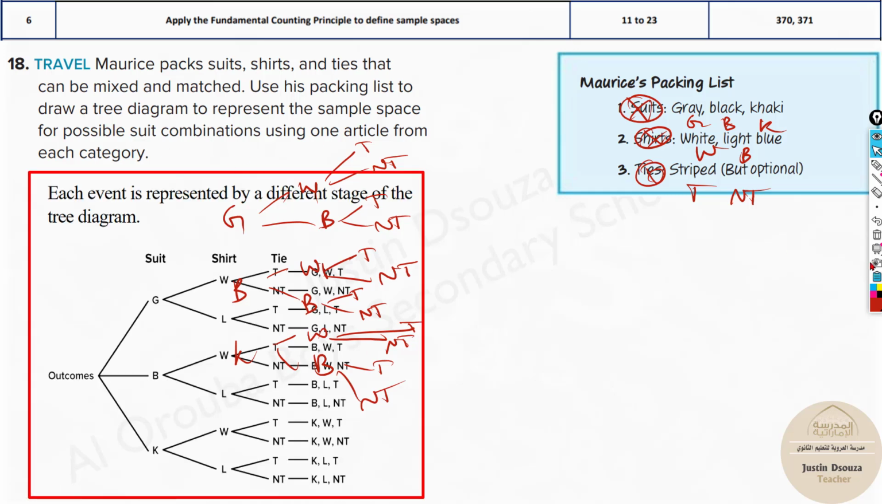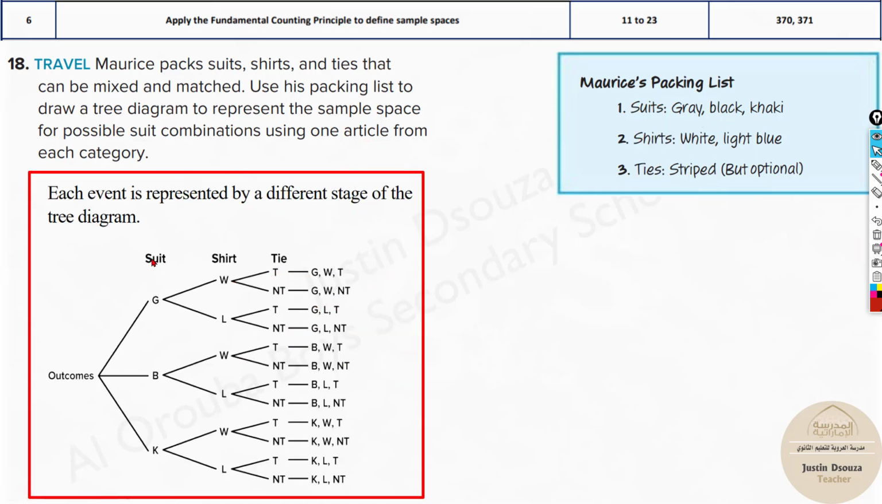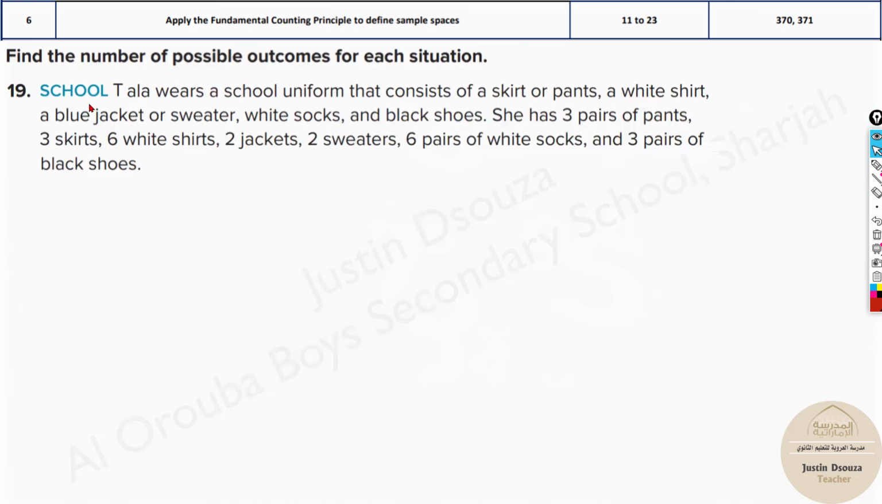So they have asked you to find all the possible outcomes. So you can see here with the suit there is 3, shirt there is again 2 for each category, and then tie also there's 2 categories for each. And then you write out all the possible outcomes. Here we have that Tala wears a school uniform that consists of a skirt or pants, a white shirt, a blue jacket or sweater, white socks, and black shoes.